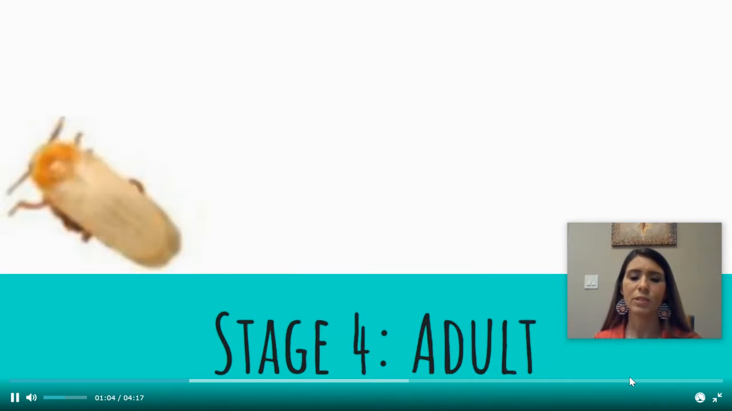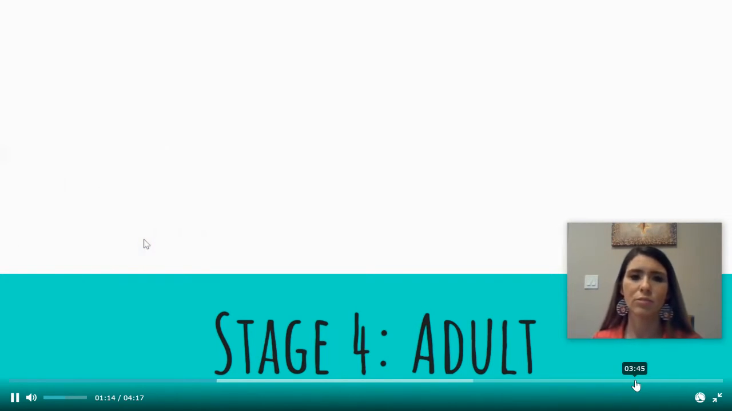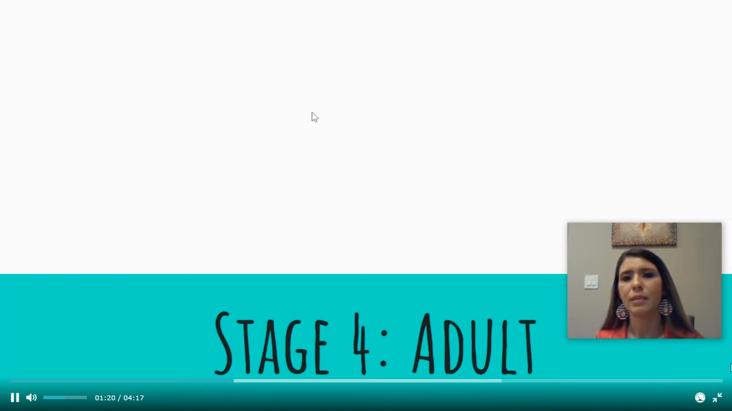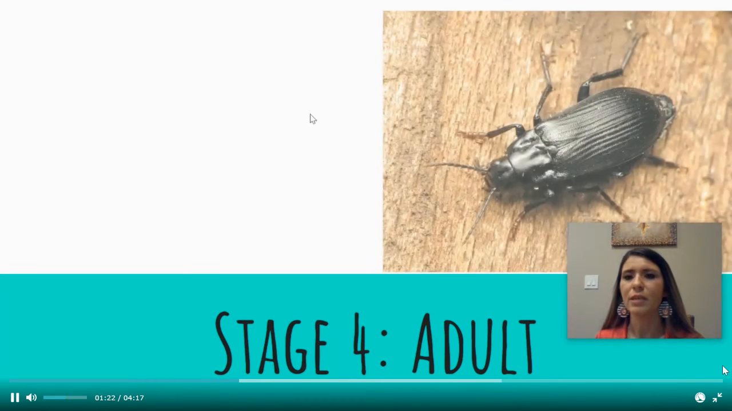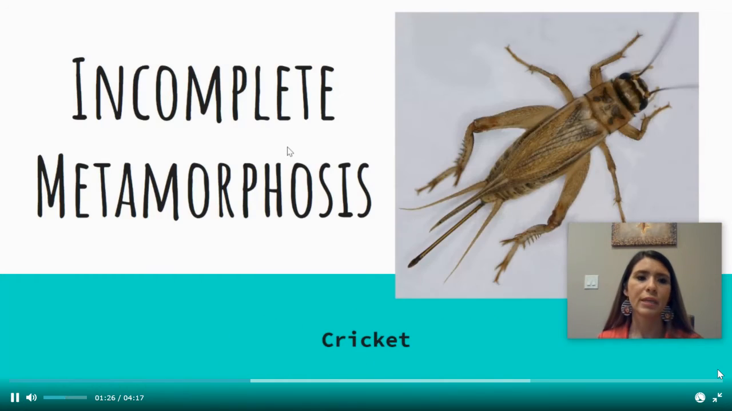Stage 4, which is the final stage, is the adult. When it emerges from the pupa, it comes out looking very light. Then as it grows older, it turns into a much darker color. And then at the end of its life cycle, it's almost black. Next, for incomplete metamorphosis, we'll be looking at the cricket.